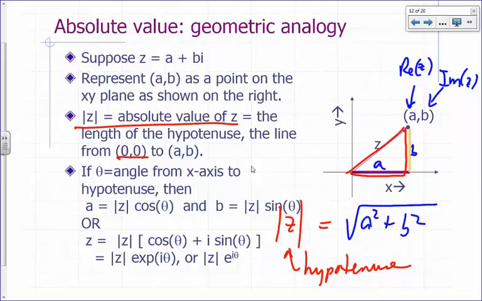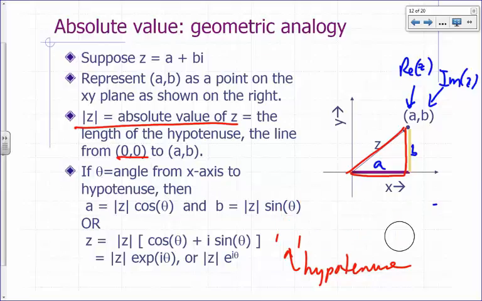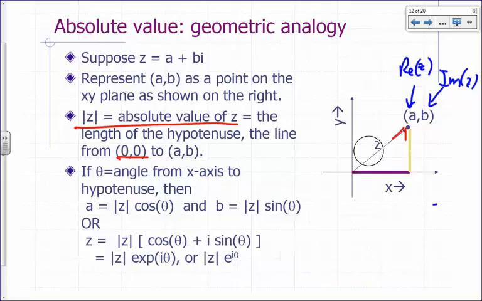Now, that suggests then that there's another way of representing a complex number. Okay, instead of using a and b, the real and imaginary components, you can define an angle theta from the real axis to this line that connects the origin to your point. So let's call that theta. Okay. Then what is a?